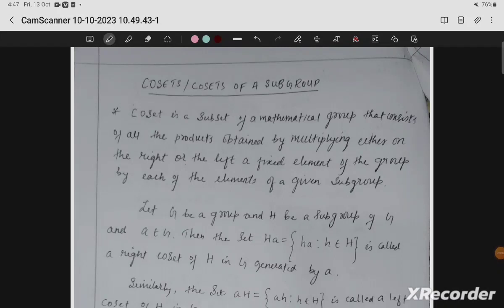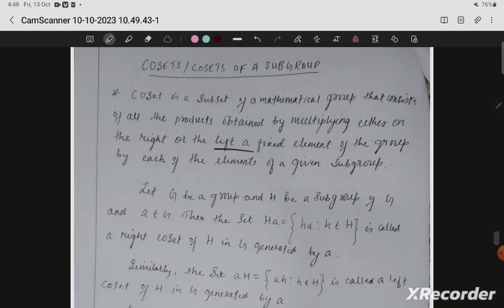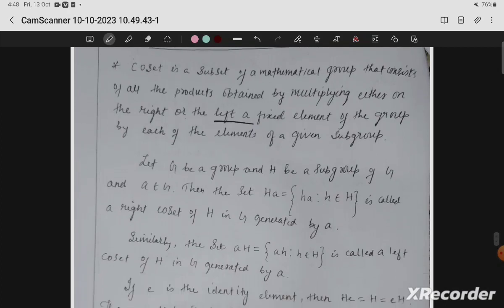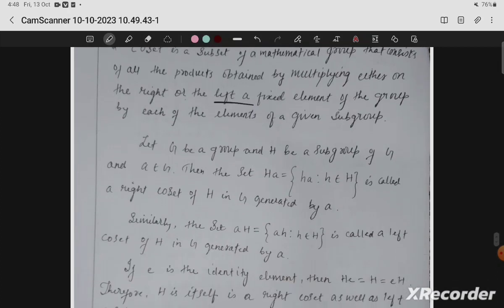Now the next topic is cosets of a subgroup. A coset is a subset of a mathematical group that consists of all the products obtained by multiplying either on the right or left of a fixed element of a group by each of the elements of a given subgroup. There are two types of cosets, that is right cosets and left cosets. We will try to understand its definition.